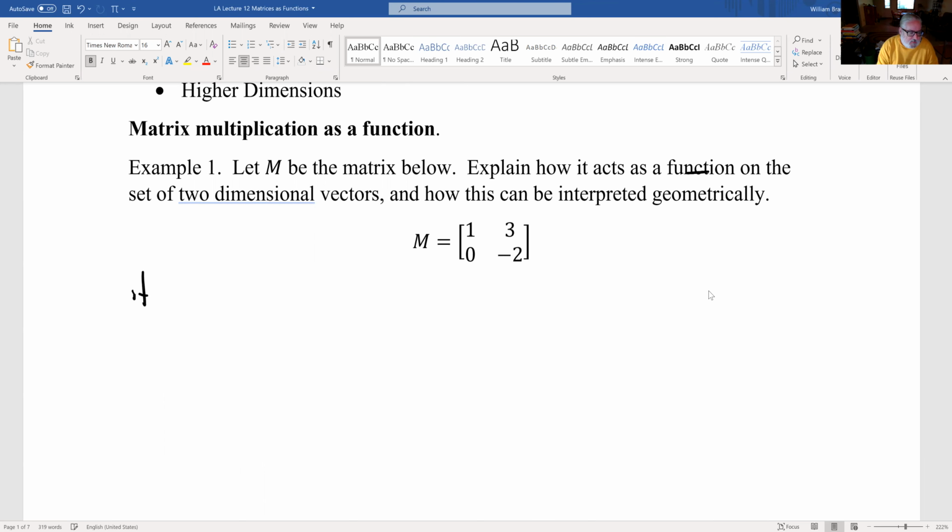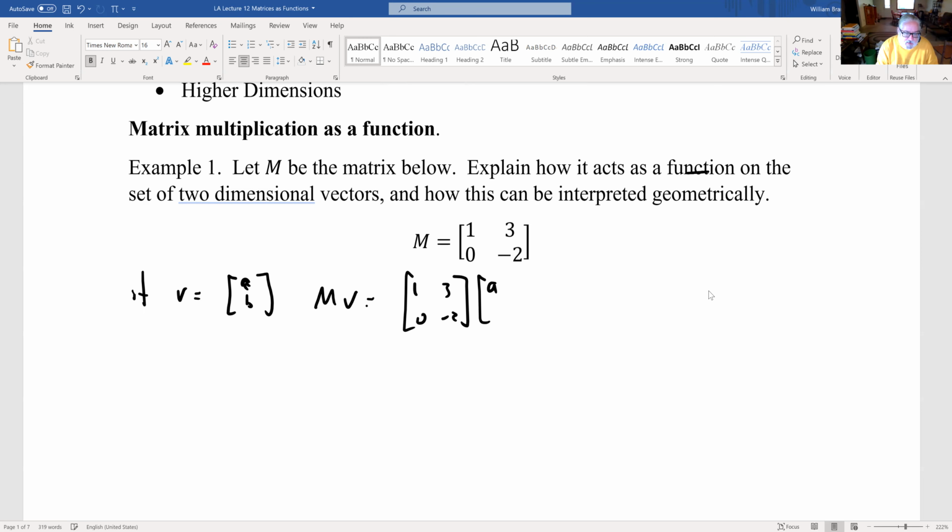Well, if V is a vector (a, b), then M times V is the matrix [1, 3; 0, -2] times (a, b). If we multiply this out, we get 1 times a plus 3 times b, and 0 times a minus 2 times b. We call this W. This is also a two-dimensional vector.